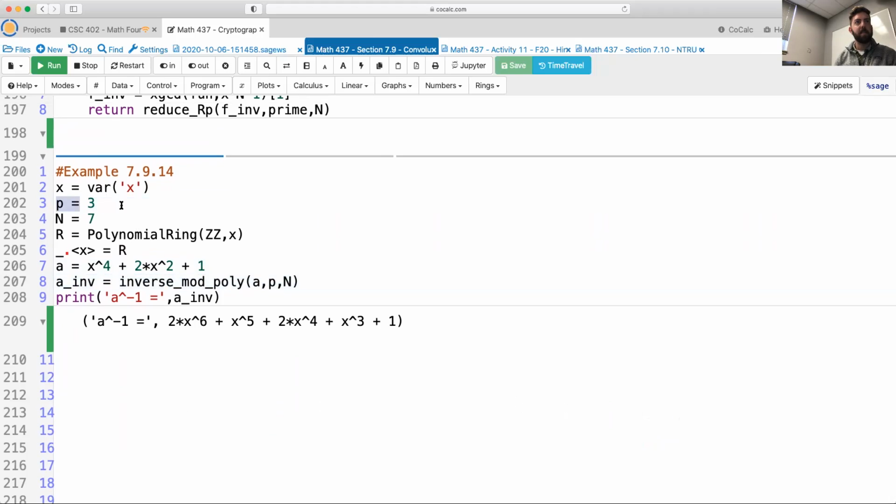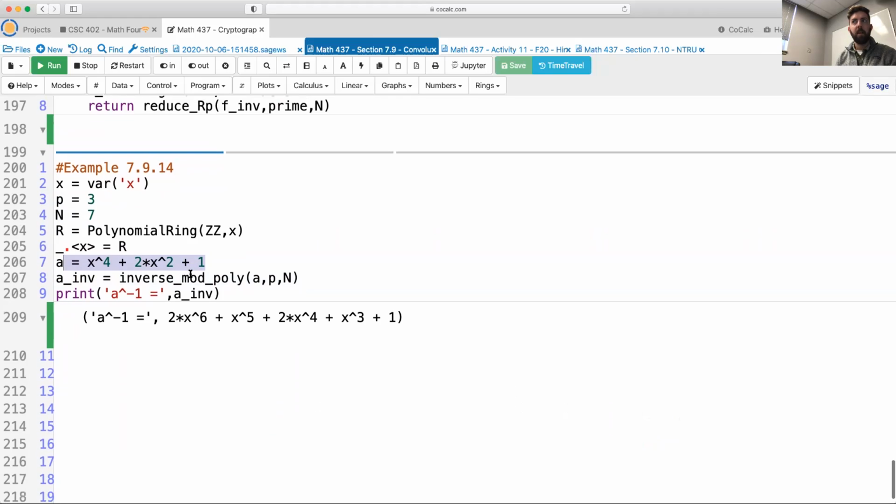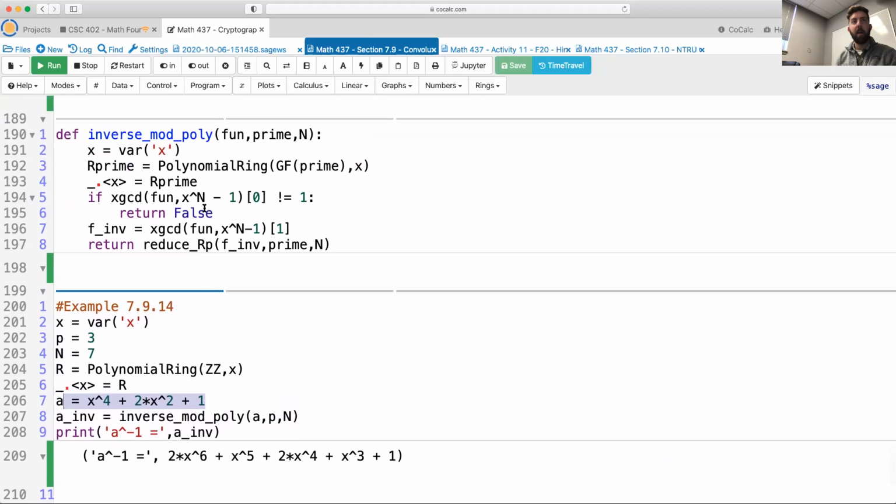I have a p, which is a 3. I have an n, which is a 7. I'm then going to have my a value, which is going to be fed in as my x to the fourth plus 2x squared plus 1. So what I've built is an inverse mod function. And the way that this thing functions is that it's going to eat in whatever a, it's going to eat your prime, and it's going to eat whatever your exponent reduction n happens to be.